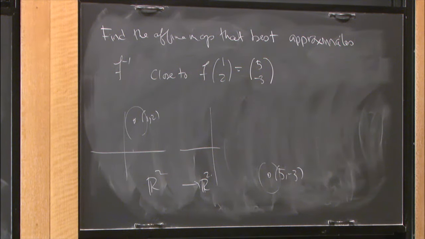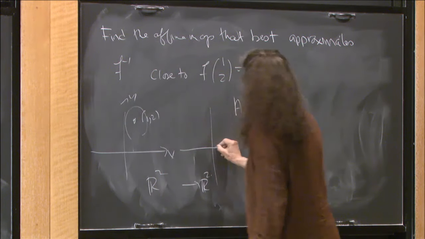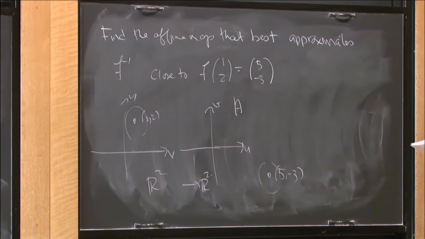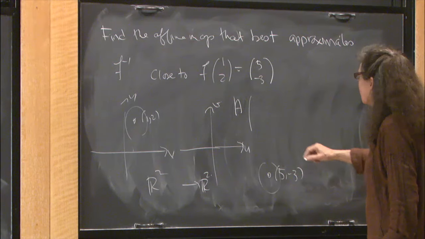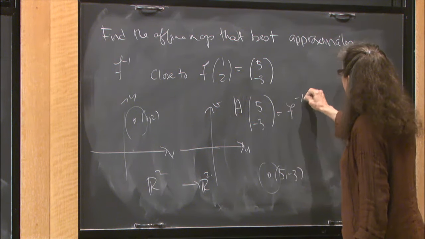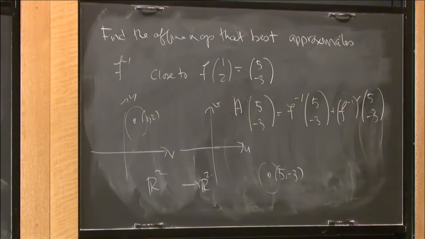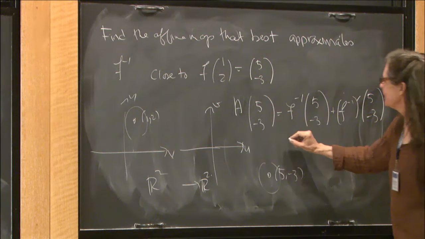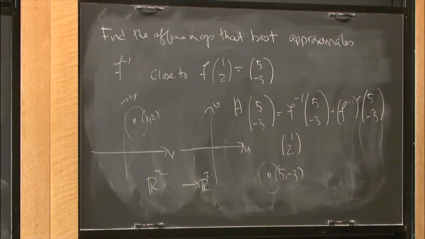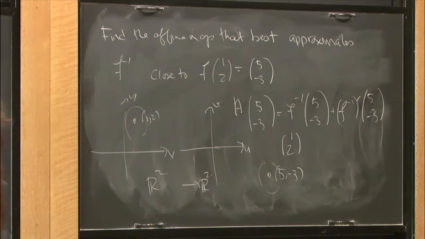So what's the formula for the affine approximation? Anyway, the affine approximation at the point 5, minus 3 is F inverse of 5, minus 3 plus F inverse prime of 5, minus 3. F of 1, 2 is 5, minus 3, so F inverse of 5, minus 3 is 1, 2. And how do I find F inverse prime of 5, minus 3? I find F prime at 1, 2, and then I take the inverse matrix. So let's find F prime of 1, 2.